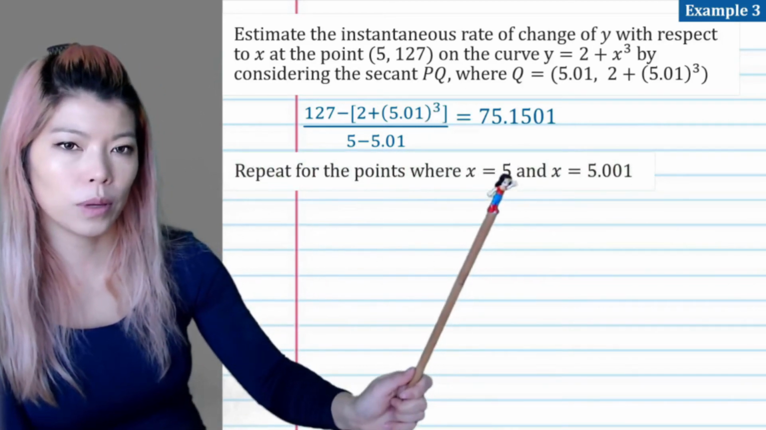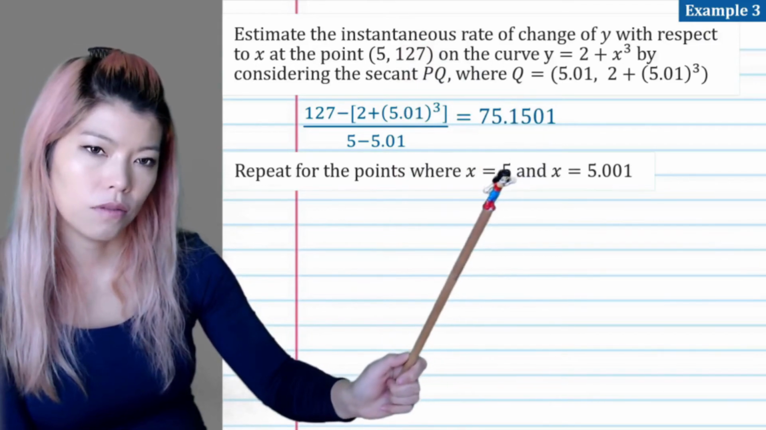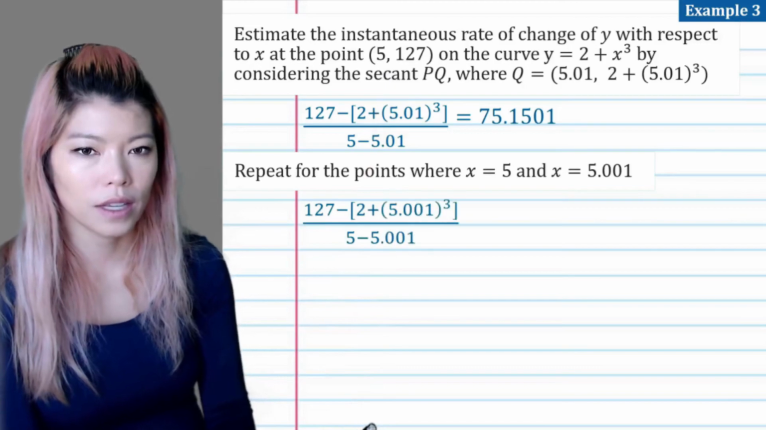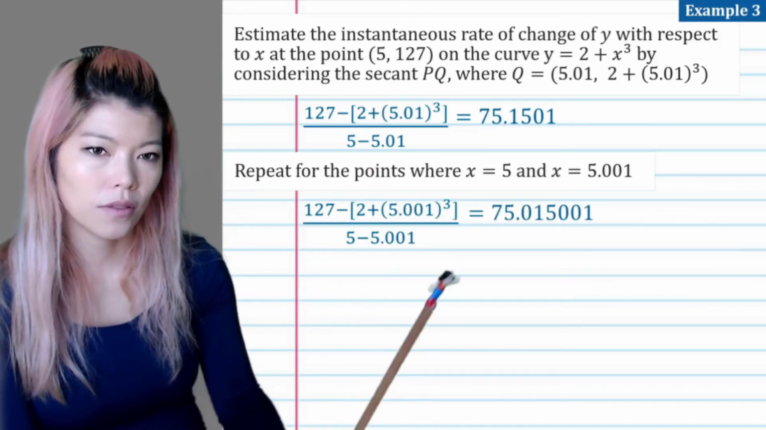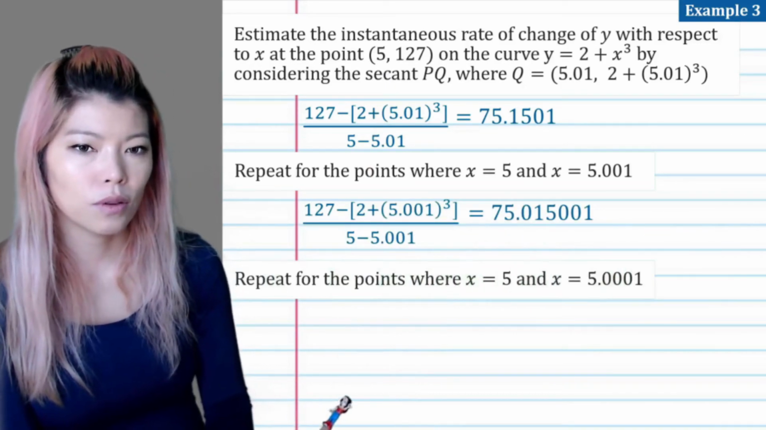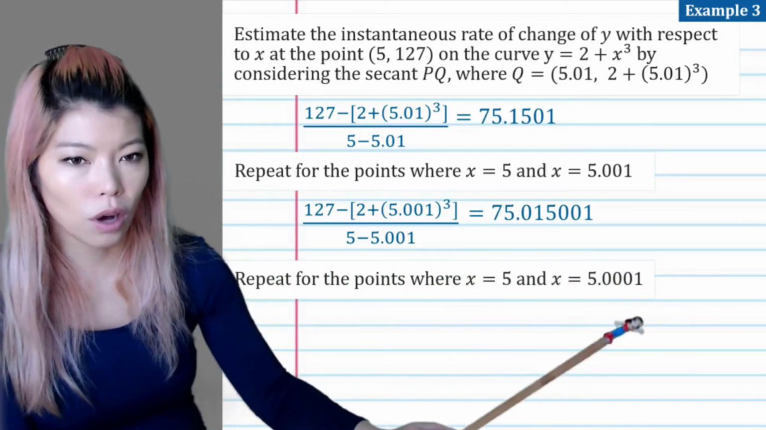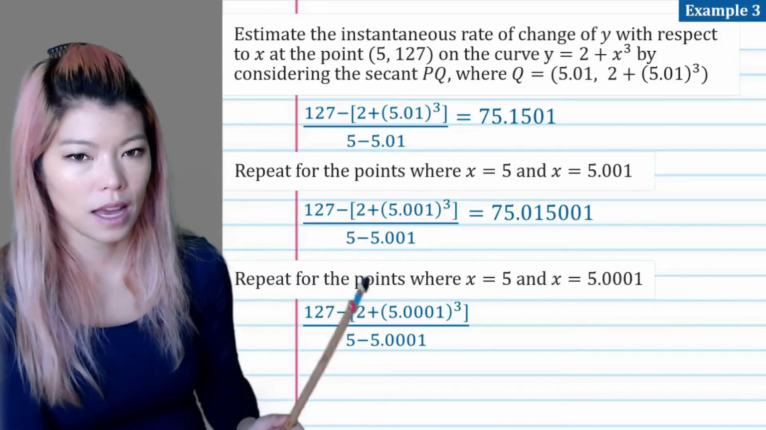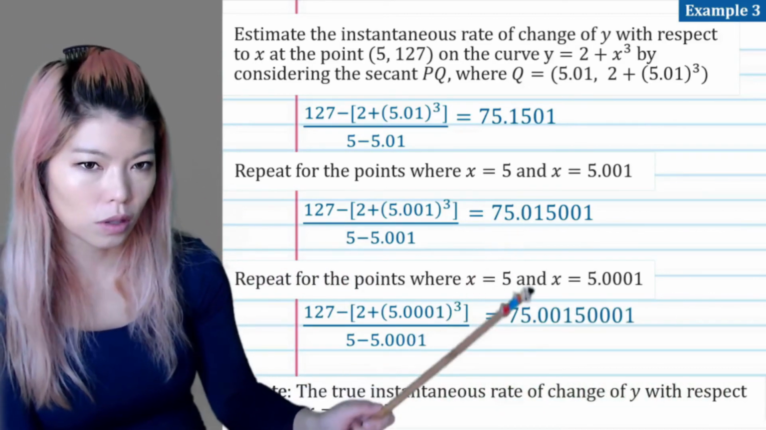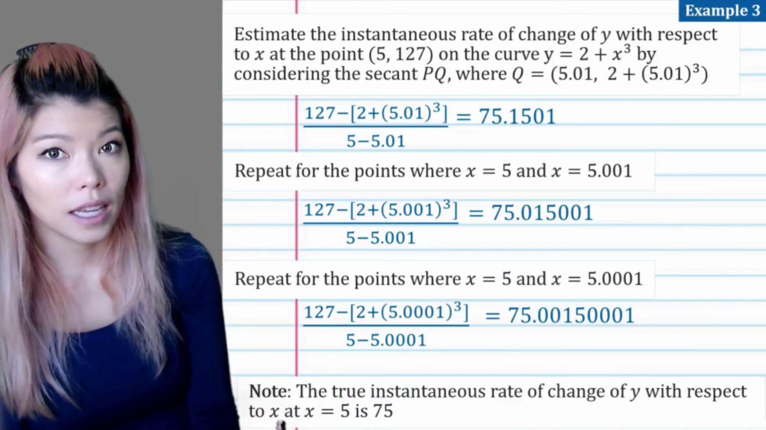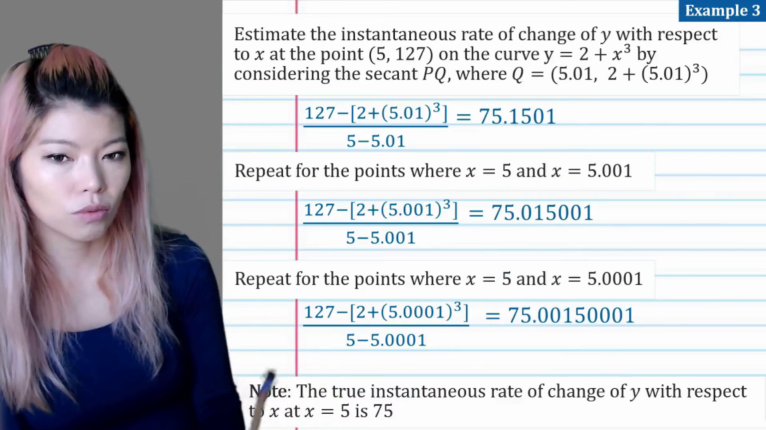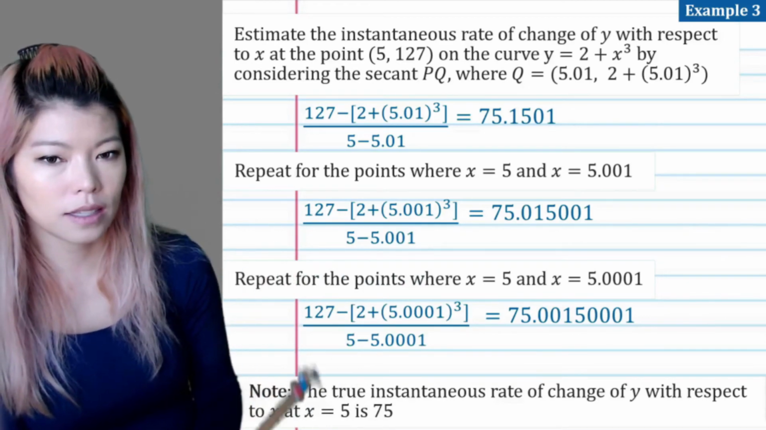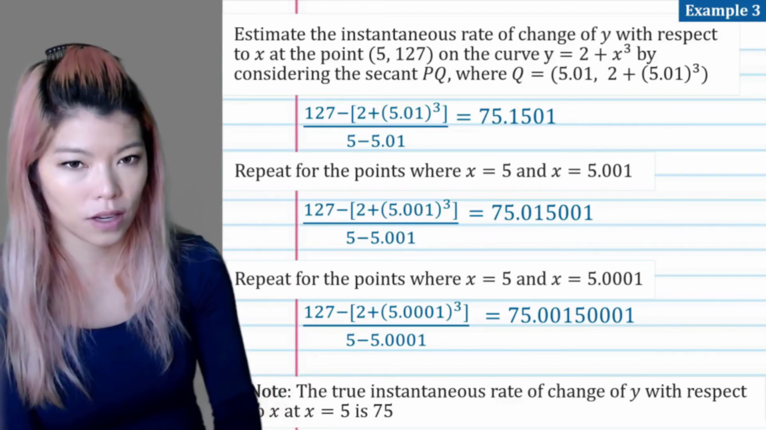Now what happens when we repeat this same gradient for 5.001? So see, we're getting closer to 5. And when we plug it in, we get 75.01. And then if we repeat it again one more time with 5.0001, so the distance between the 2 points is smaller, we can see that we get a gradient that becomes closer and closer to 75. And if you do the next few chapters, you can work that out, and it is true. The instantaneous rate of change of y with respect to x at x equals 5 is 75.